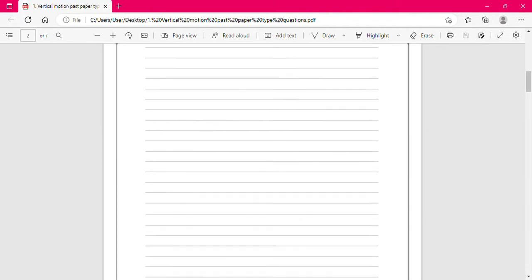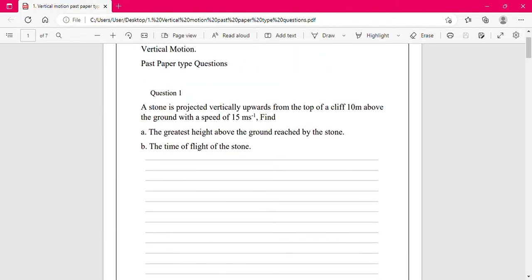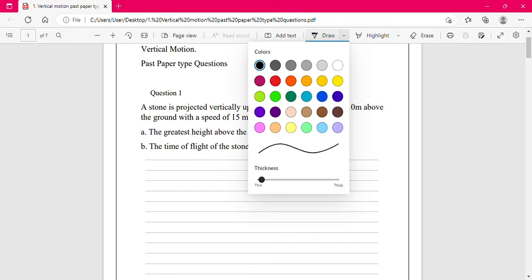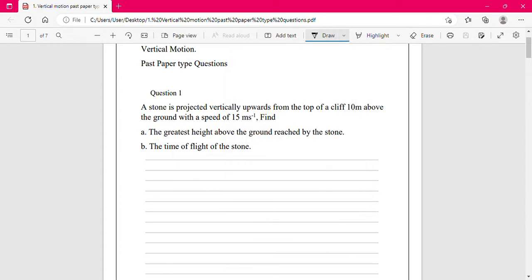Hello, students. Today, let us solve some of the past paper type problems on the application of equations of motion to vertical motion. Last time we have seen that in vertical motion, the acceleration remains constant if we neglect the air resistance, and hence we can apply the SUVAT equations. So let us do some of the problems on this.